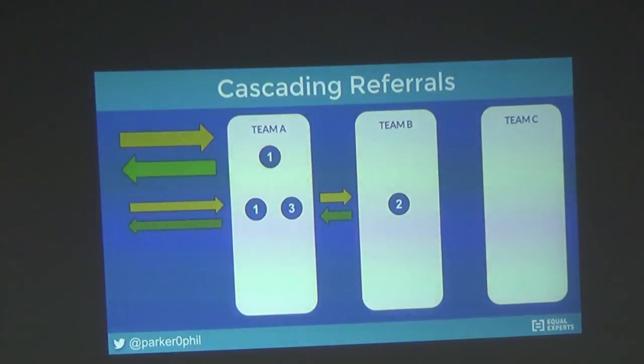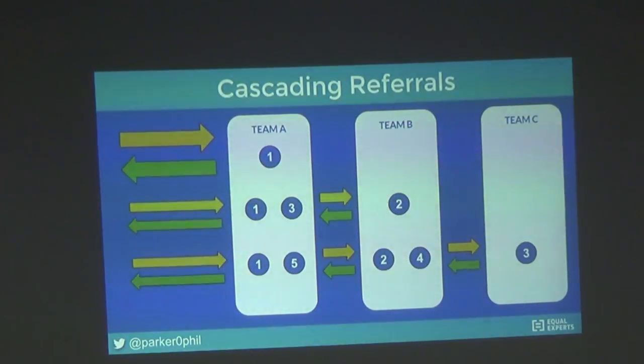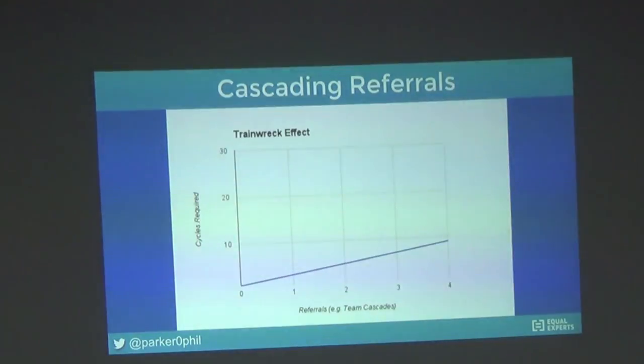So then what happens when actually you've got three teams? Yeah, I'm not going to click through all these, but obviously it grows and it grows and it grows. And actually, if you look at your work process, you'll find that, depending on the size of the organization you're in, a lot of your features can't be delivered without referrals. And if you look at the actual effect of this sort of referral phenomenon, I call this the train wreck effect, because the more of these things that you add together, it requires scheduling.